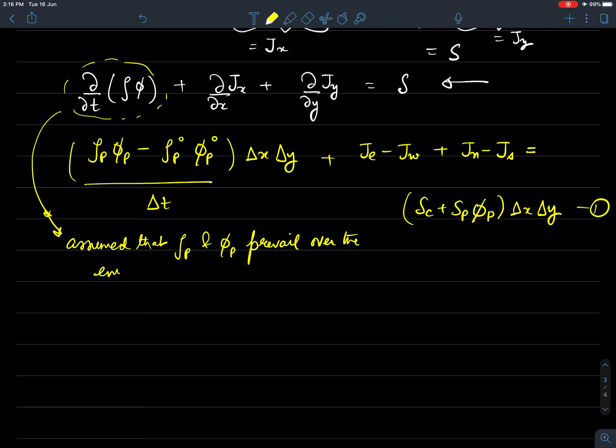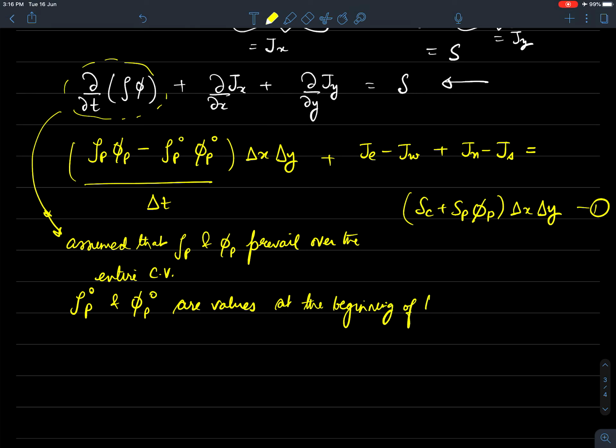So this is the same assumption that we have been taking so far with the transient term. Here rho P naught and phi P naught are values at the beginning of this time step, not at the starting of the simulation, but at the beginning of the current time step.